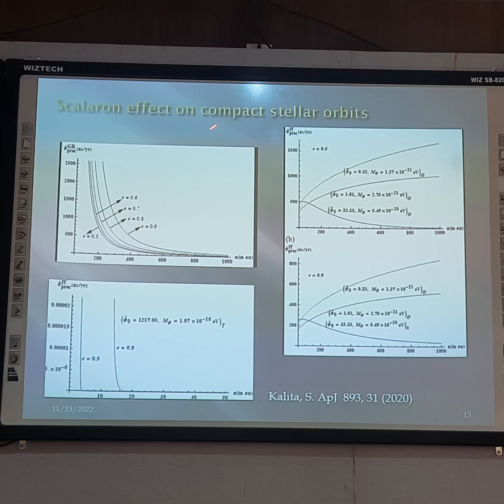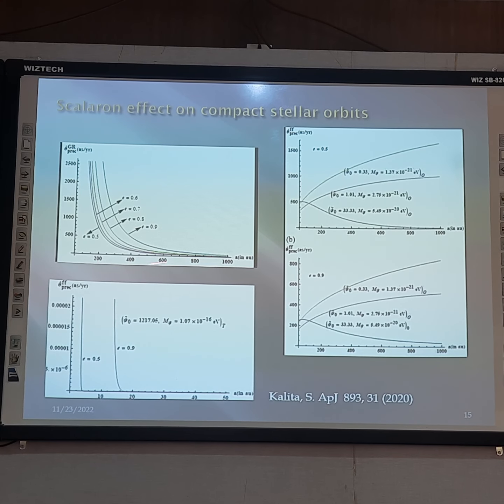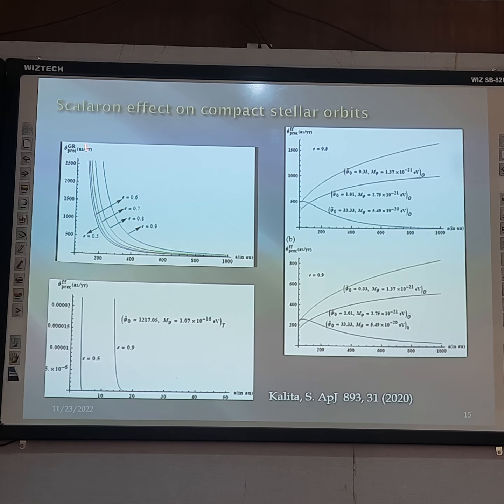Now let us see whether they can affect the pericenter shift of the compact stellar orbits near the black hole. This is the GR plot like before, but this time I have plotted with semi-major axis starting from around 50 AU to 1000 AU, towards the orbit of S2. Eccentricity is the parameter, because the stars have different eccentricities starting from 0.1 to 0.9, and the y-axis is the rate of pericenter shift. This is in general relativity, and these three graphs are for f(R) gravity.